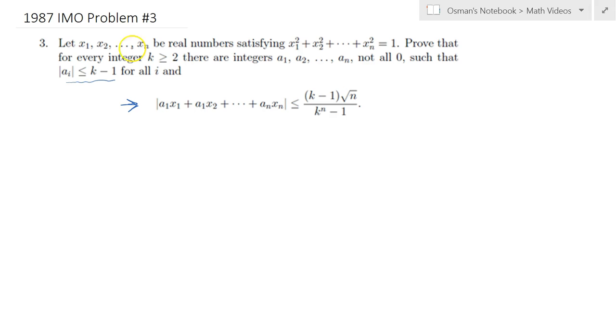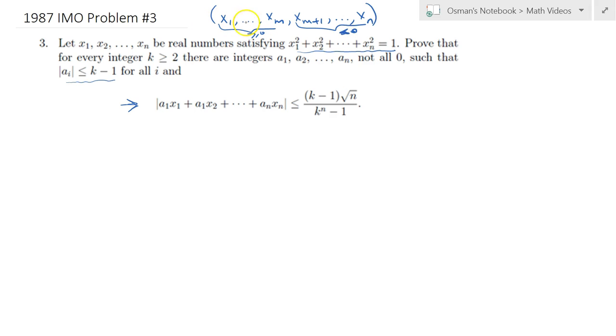To begin with, because our x sub i's are real numbers and their squares add up to 1, let's assume that all the x sub i's up to x sub m are non-negative, so these are all greater than or equal to 0. In this range though, we will just assume that they are all strictly less than 0.